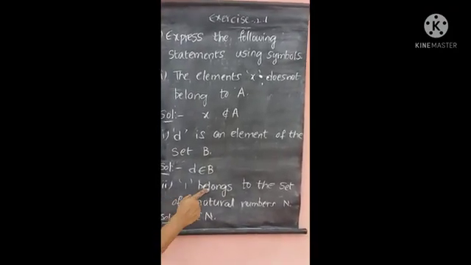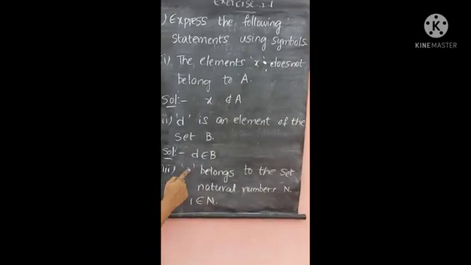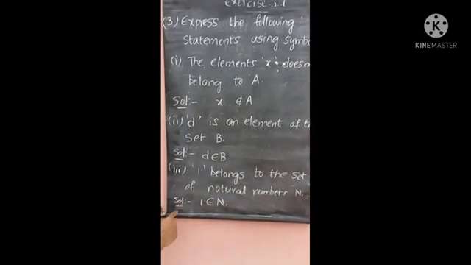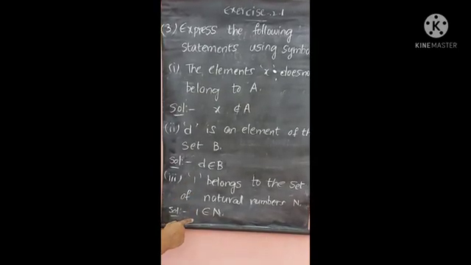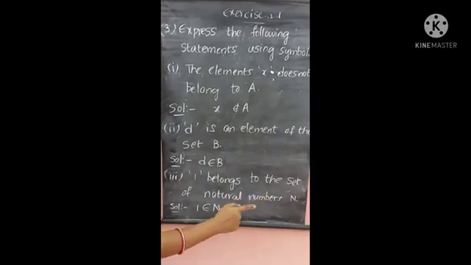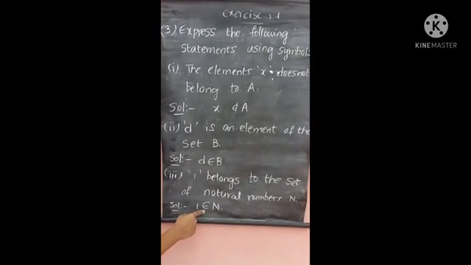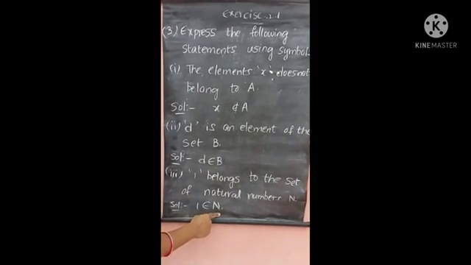See the third question. 1 belongs to the set of natural numbers N. 1 is an element of the set of natural numbers N. So 1 is the element, and we have to write it on the left side of the symbol. N is the set name, and we have to write it on the right side of the symbol belongs to. So 1 belongs to the set capital N.